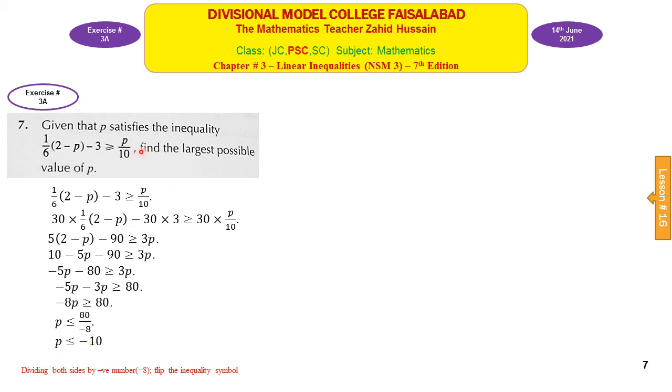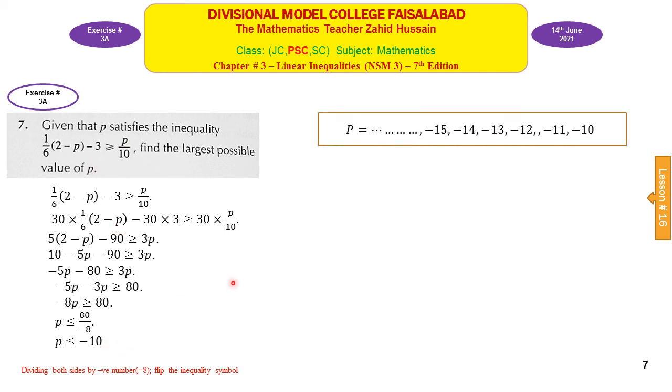We need to find the largest possible value of p. So the possible values of p are minus 10, minus 11, minus 12, minus 13, minus 14, minus 15. Minus 10, all the values which are less than minus 10. So the greatest value of p is minus 10. So largest possible value of p is minus 10.